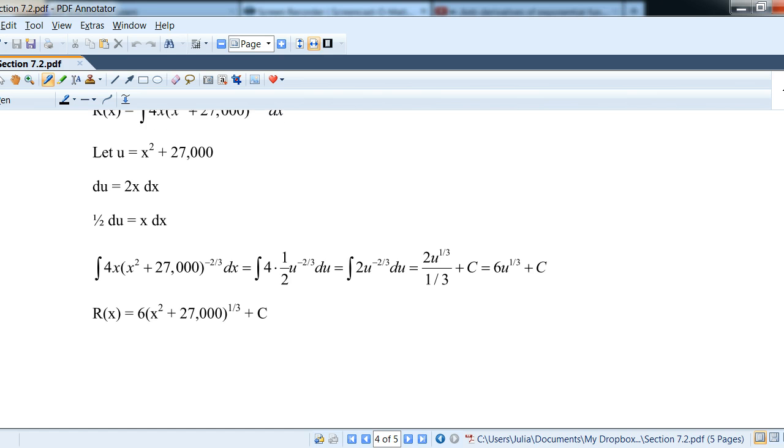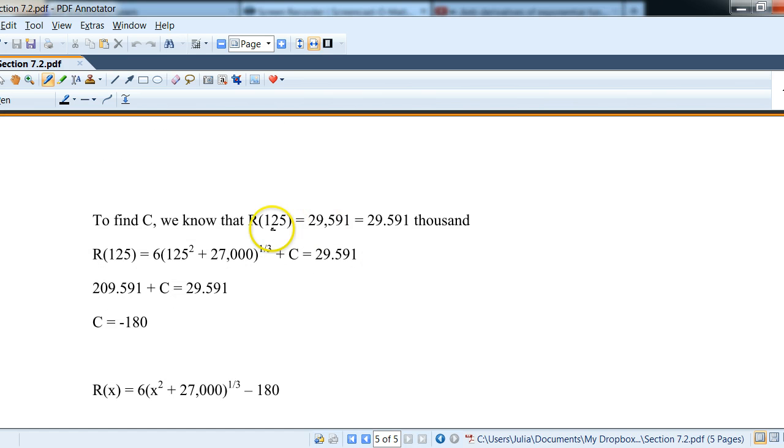Now notice we do have to solve for the constant at the end. This is where you had to recall the units, which sometimes are the case. So revenue from 125 players is 29,591, but because it was in thousands of dollars, we can divide by 1,000, so 29.591. So don't forget to do that, otherwise your answer may be quite a bit off.